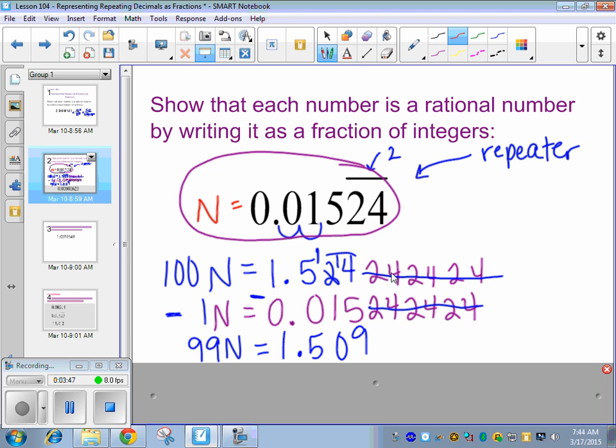Okay. So now we're going to divide both sides by 99. So I end up with n equals 1.509 divided by 99. But we want an actual fraction, which means whole numbers in the top. So I'm going to move the decimal over 3 places in the top and 3 places in the bottom. So 1,509 over 99,000.